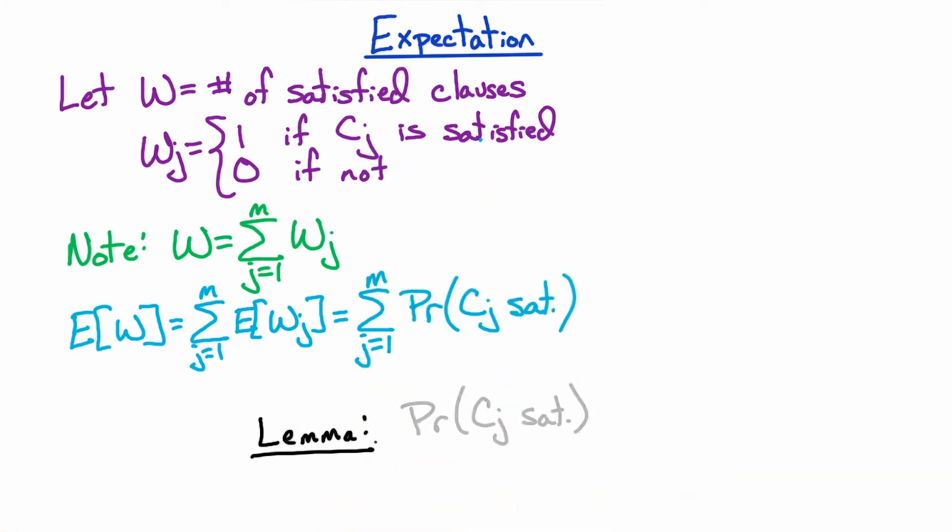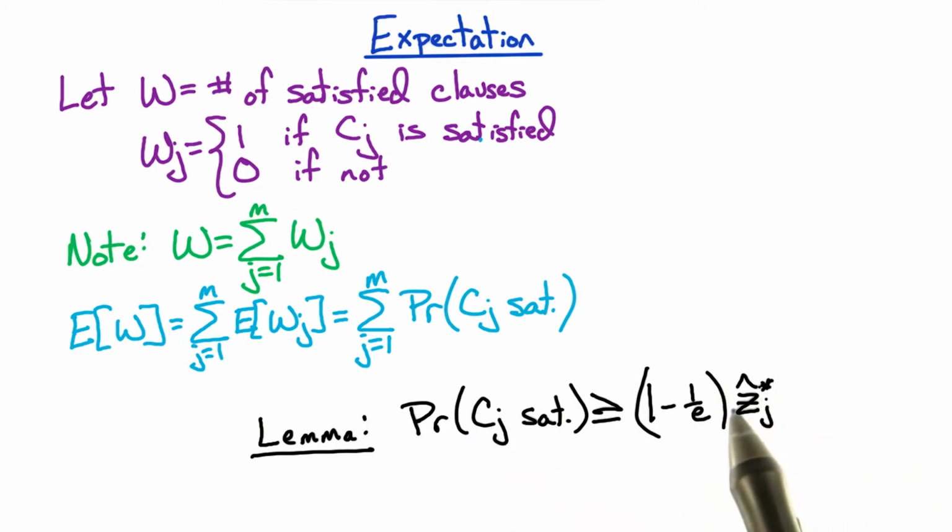Now we're going to prove that the probability that this clause is satisfied is at least 1 minus 1 over e times the LP value for this clause. The LP value for this clause is zj hat star. In some sense, this is sort of like the probability that the LP satisfies this clause, and this rounding procedure afterwards, this assignment that we end up with, will satisfy this clause with probability at least 1 minus 1 over e times this original probability. Now we're going to prove this lemma momentarily, but now let's plug that back into this computation.